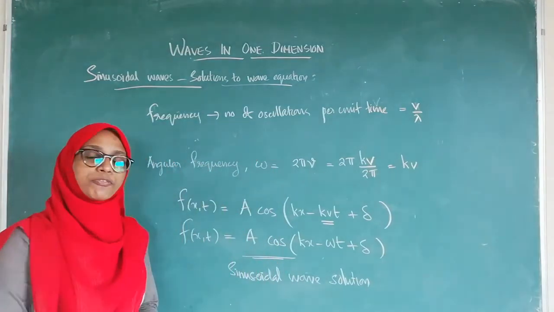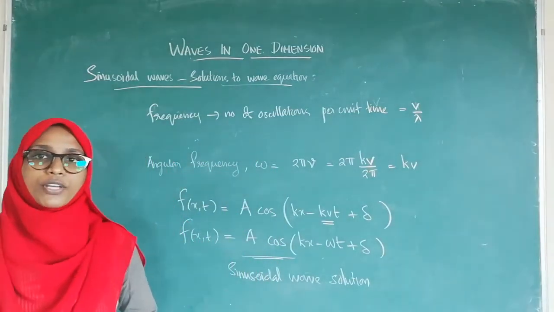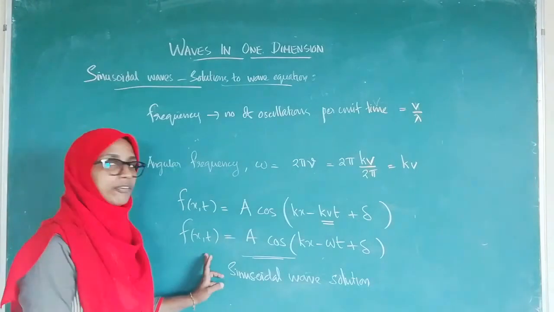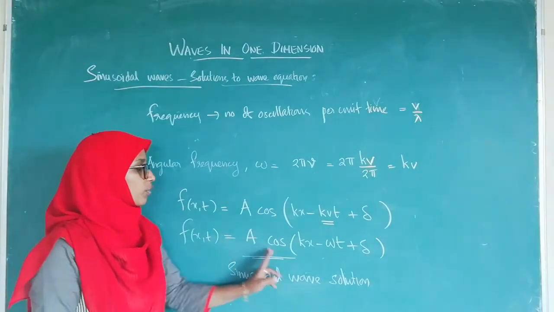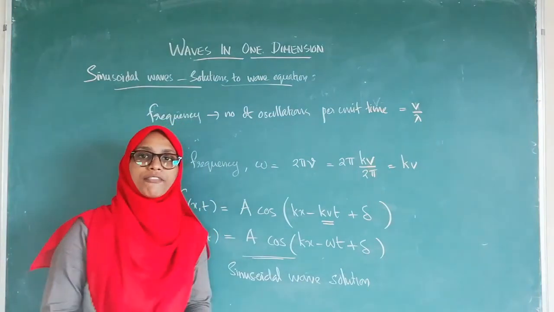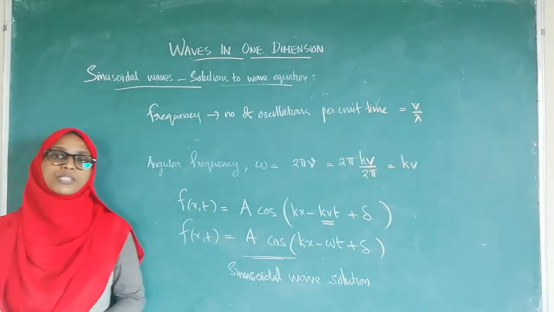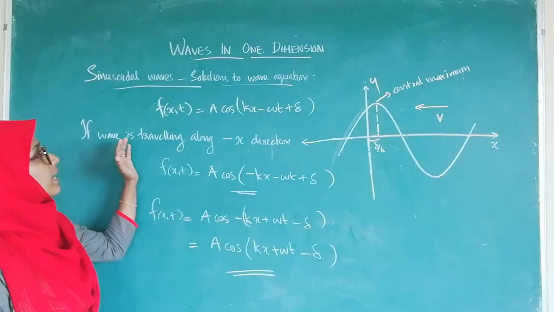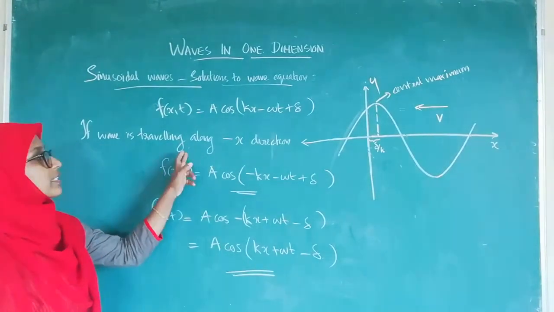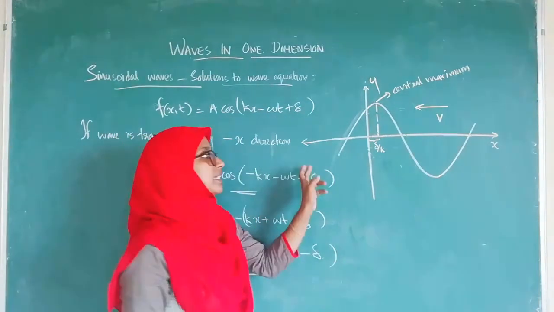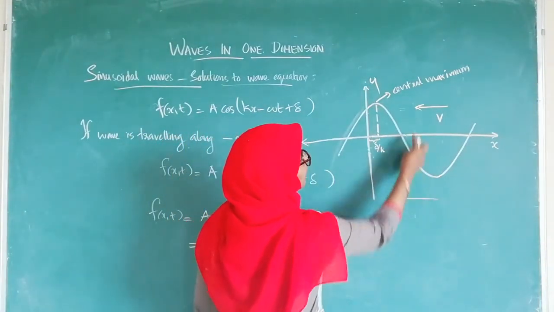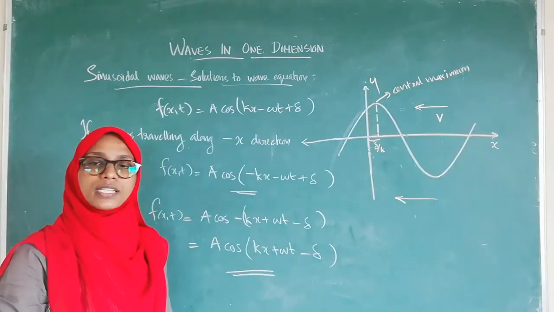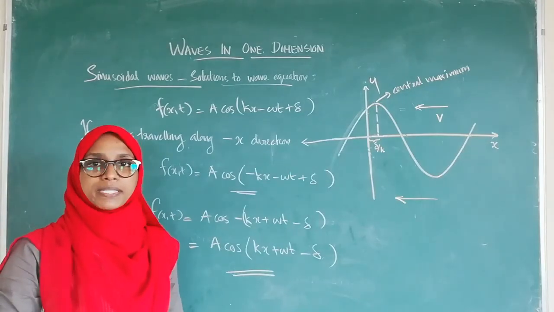If del square f by del x square is equal to 1 by v square del square f by del t square represents a sinusoidal wave in one dimension, then the solution will be f of x, t is equal to A cos kx minus omega t plus delta, for a wave which is varying sinusoidally with respect to time along the positive x direction. Now we can consider the same solution of the wave equation when the wave is traveling along the negative x direction. That is, in this figure the wave is traveling along this direction with a velocity v. In this case also, the central maximum will not be at the origin at any instant. It occurs only in special cases.